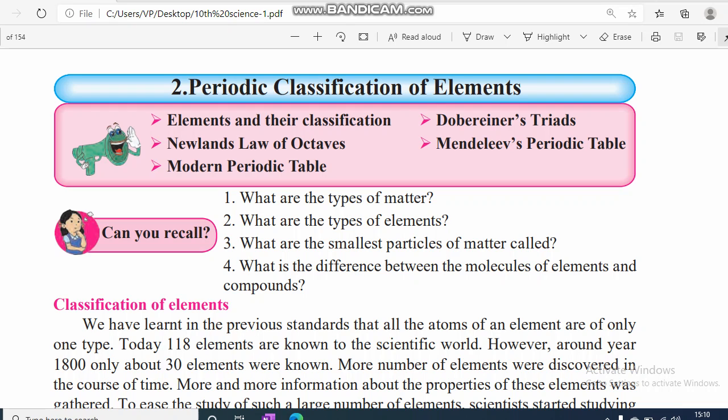Then we have some basic questions from the previous standard. What are the types of matter? There are three types of matter: first solid, second liquid and third gas. Next question, what are the types of elements? There are metals, non-metals, and semi-metals or metalloids. Next question, what is the smallest particle of matter? That is the atom.